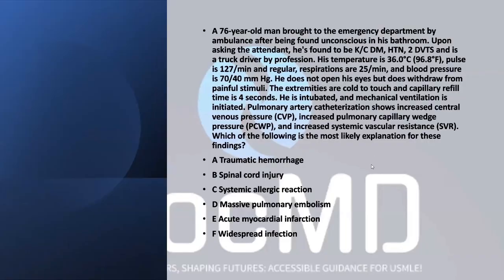Another question, last question of the presentation. Here, what you have is a 76-year-old man brought to the ED by ambulance after being found unconscious in his bathroom. Upon asking the attendant, he's found to be a known case of diabetes, hypertension, and he has 2 DVTs. He's a truck driver by profession. Temperature is 36, pulse is 127, respiration 25, and blood pressure is 70/40. He does not open his eyes, but does withdraw from pain. Your pressures show increased CVP, increased wedge, and increased SVR. Which of the following is the most likely explanation?